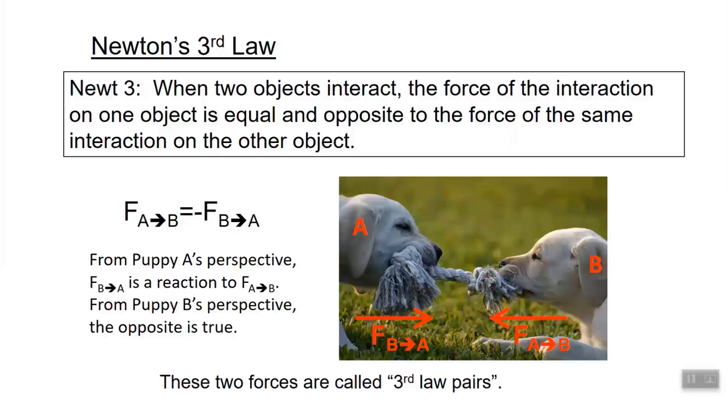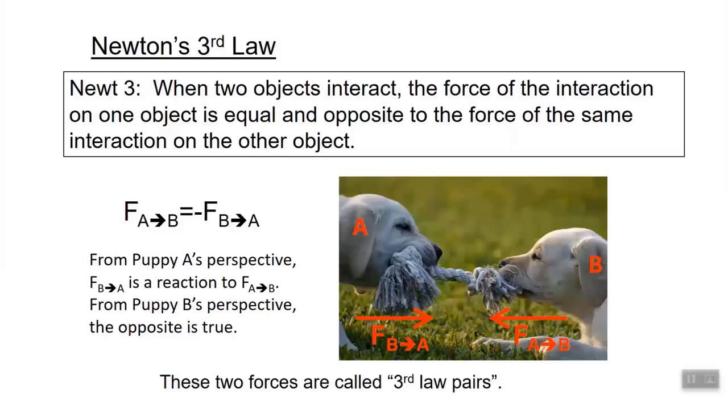Let's go a little deeper into Newton's third law. We've talked about the first law, that an object in motion stays in motion. We talked about the second law, that the net force equals mass times acceleration. Now a little bit about the third law. When two objects interact, they will exert equal and opposite forces on each other.